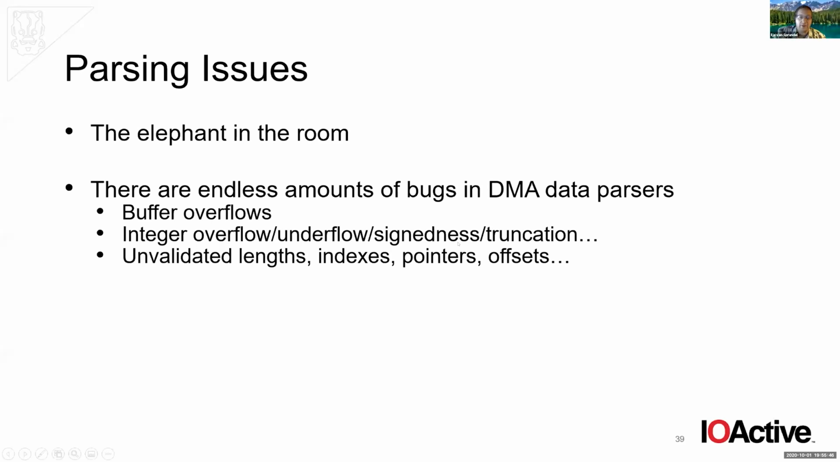Okay, so let's talk about the elephant in the room, right? If DMA is attack surface, then now you have to go and validate stuff that you get over DMA. And that means buffer overflows, integer overflows, underflows, assignment bugs, truncation, unvalidated length fields, indexes, pointers, offsets, and so on.